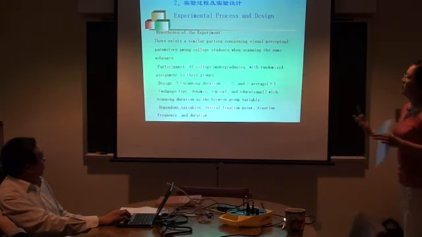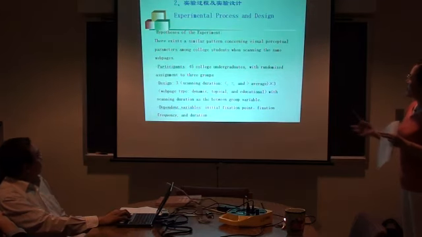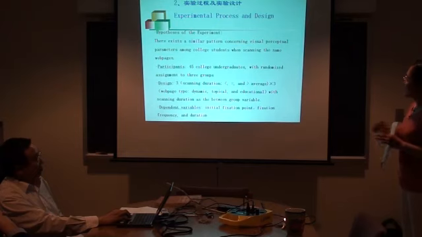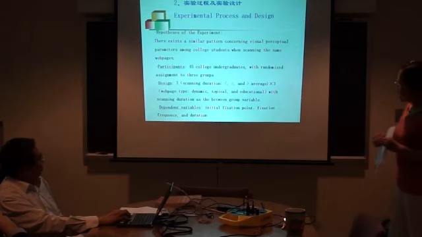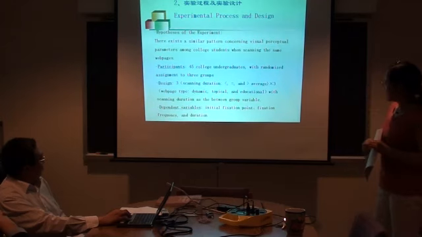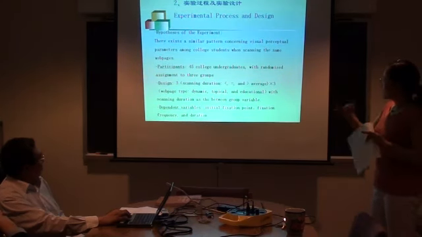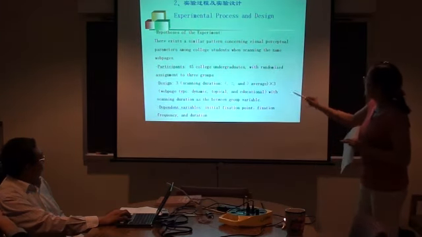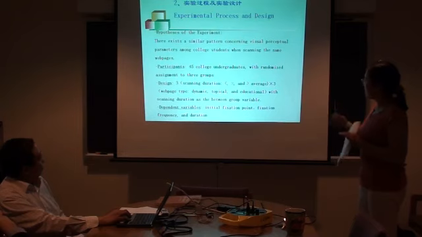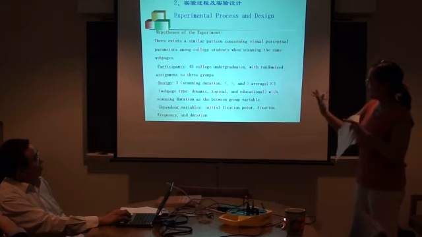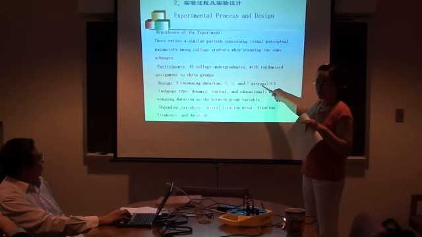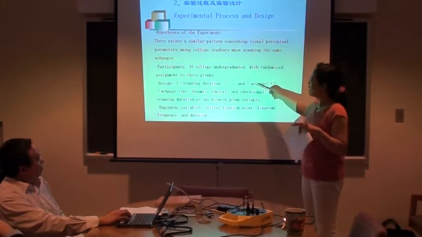So this is the hypothesis of the experiment. The researcher believed that there is a similar pattern concerning visual perception parameters among college students when they scan the same web pages. They selected 45 college undergraduates from Ningbo University, randomly assigned to three groups. There are three conditions, so this design is a 3x3 factorial design. One variable is the scanning duration, and the three levels, level one, is less than the average fixation time duration.